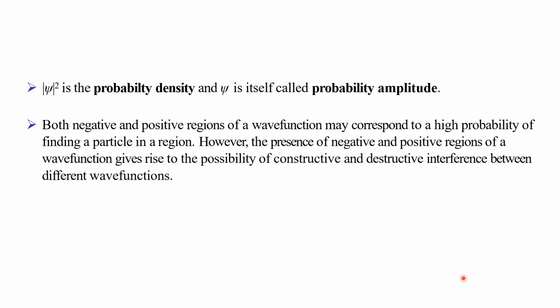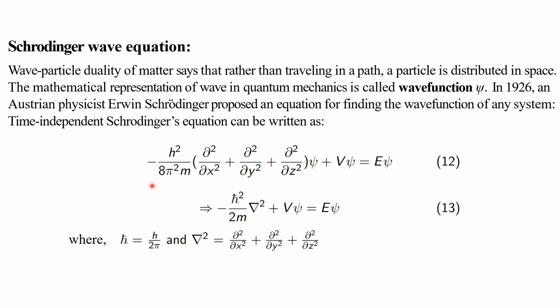So psi square is the probability density, as we mentioned, and psi itself is sometimes called the probability amplitude. Both negative and positive regions of a wave function may correspond to a high probability of finding a particle in a region. However, the presence of negative and positive regions of a wave function gives rise to the possibility of constructive and destructive interference between different wave functions. Then we discussed Schrödinger's wave equation.